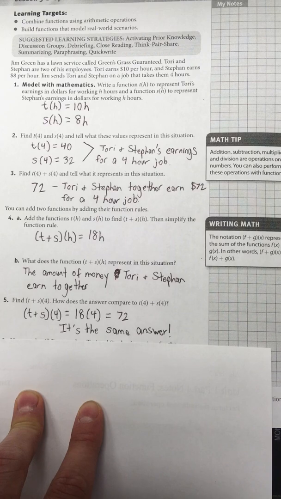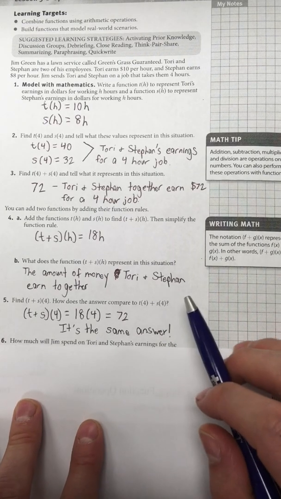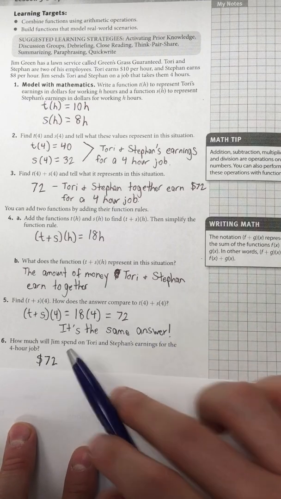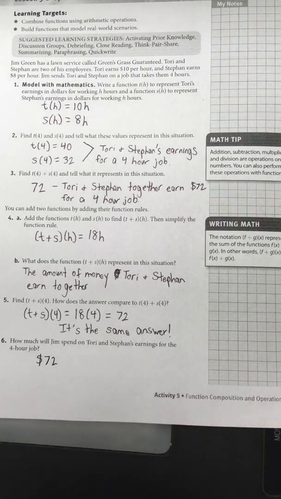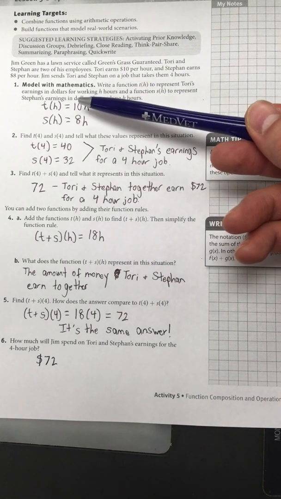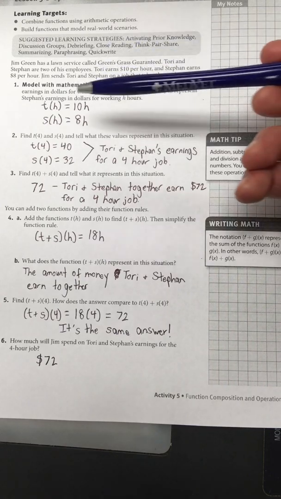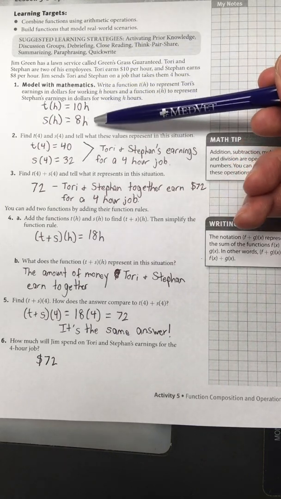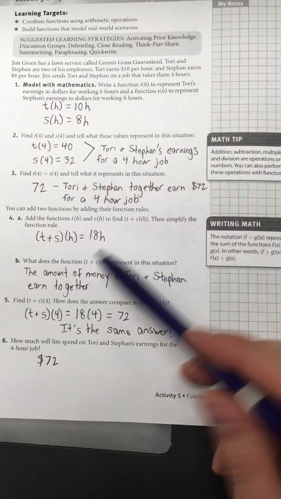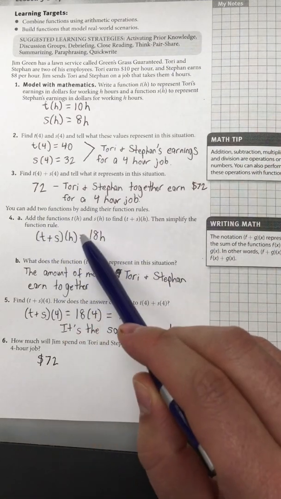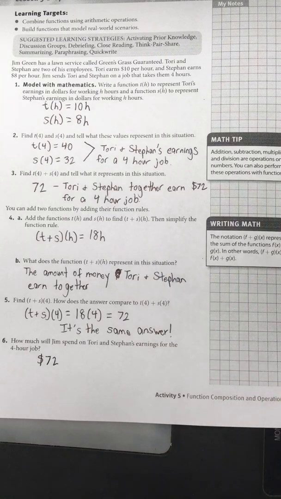You're asking yourself, why did we do this whole activity? Because, oh, and by the way, number 6, they're earning $72 for that 4-hour job. But what this activity tells us is that if I evaluate 2 separate functions, and then I do some operation on them, like adding them together, I get the same answer as if I added the functions themselves and then plugged in a number. That's going to be really important for our lesson.